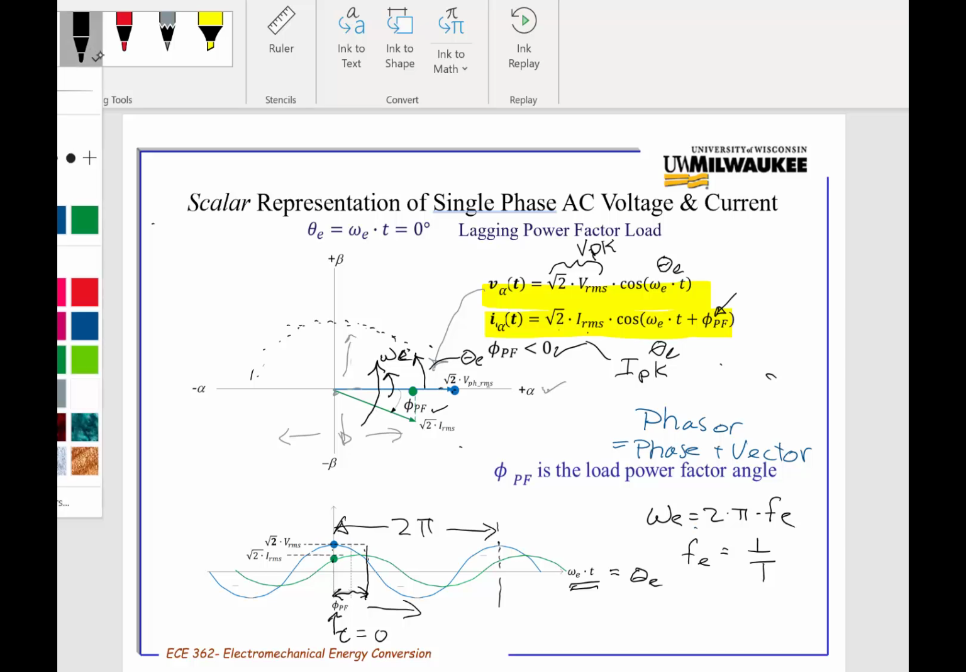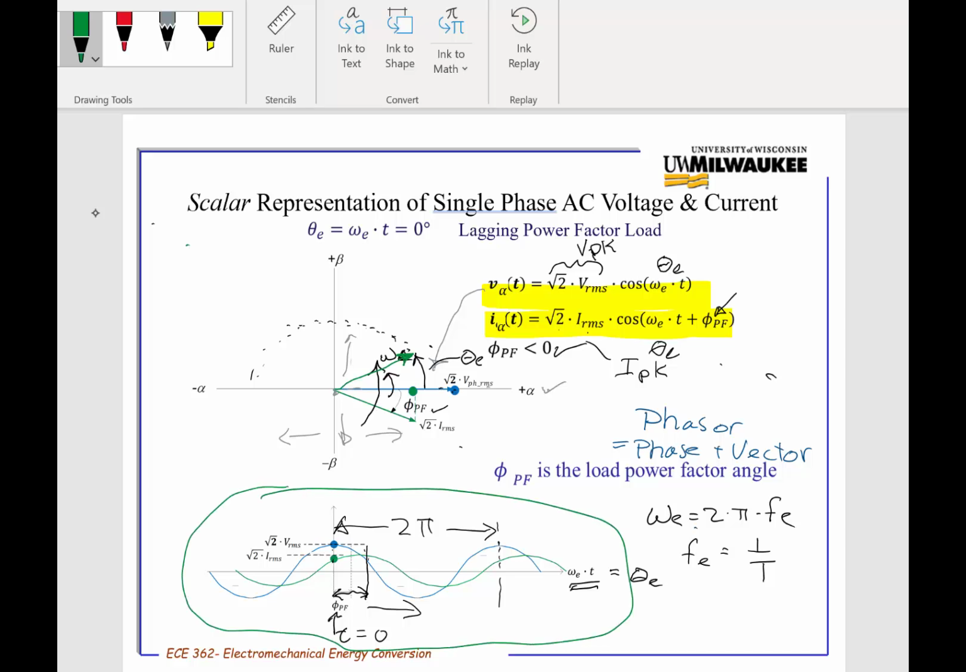If I had a leading power factor, then the green vector for current would be in this quadrant up here. And so, imagining that these two things are rotating, the green phasor would have hit the alpha axis first, so the current would have been leading the voltage. It's way easier to understand leading and lagging looking at it in this phasor representation than trying to figure it out the way we tried to do it mathematically, looking at it with these waveforms down here.